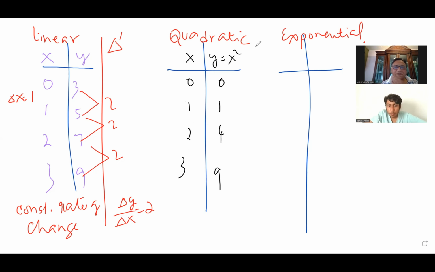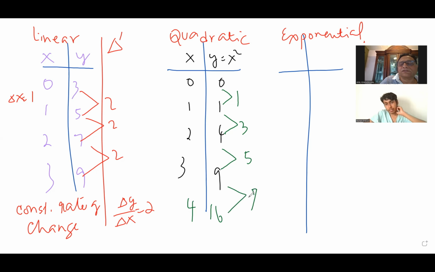Square, quadratic, correct? Yeah. So for the same values 0, 1, 2, 3, the quadratic function will have 0, 1, 4, and 9, the square of the number. Now, if you find the first difference, what do you find? 1 minus 0 is 1, then 3, 5. And if I would write 4, 16, here you get 7. Do you see that? 7.